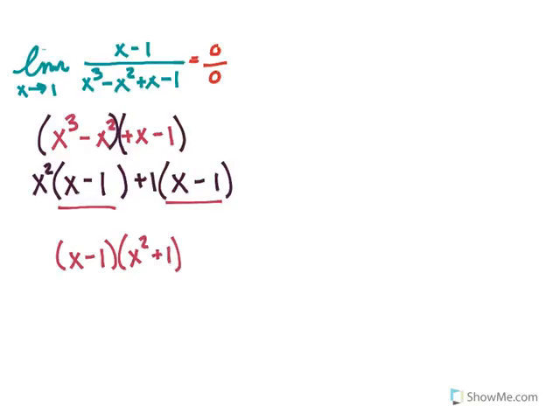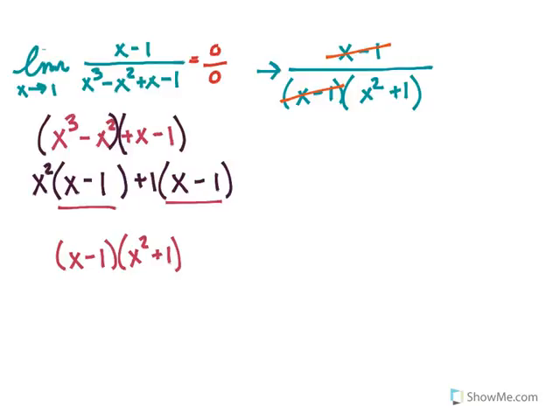So we're going to completely rewrite the limit. We're going to have x minus 1 divided by x minus 1, which is good. Those are going to cancel, and x squared plus 1. So we're going to go ahead and cancel those. They're gone. And what you're left with is something over x squared plus 1.